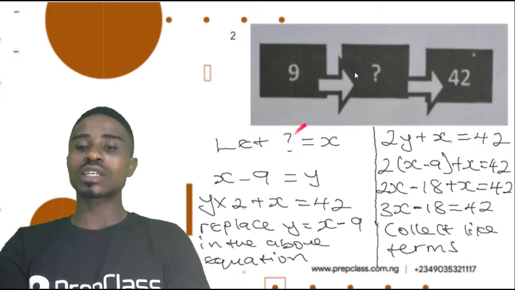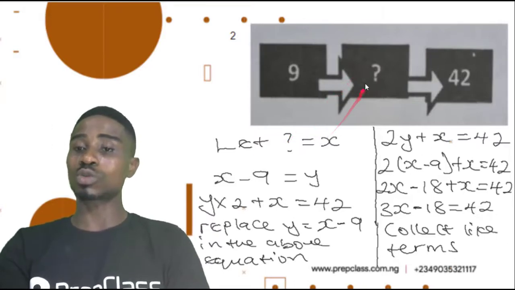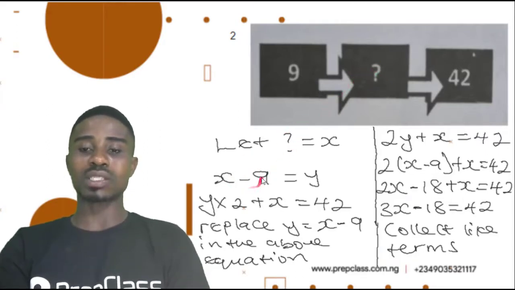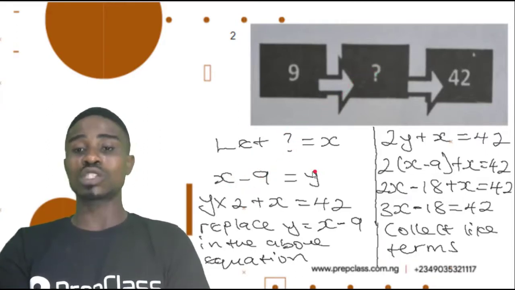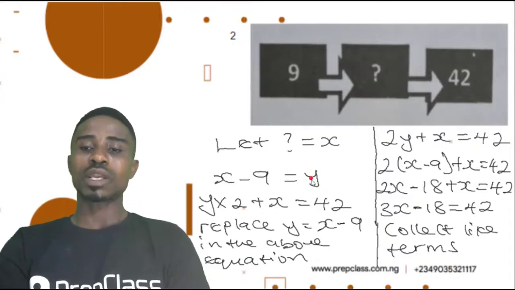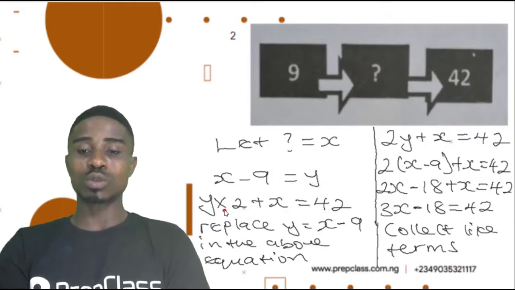So we said let the question mark here be equal to x because we don't know what ought to be here. So x, which is the question mark here, minus 9 will give us an answer we still don't know. Let us say it's equal to y. So we now understand that y times 2 plus x will give us 42, just the way we understood from our examples. Y, the answer here, times 2 plus x is equal to 42.